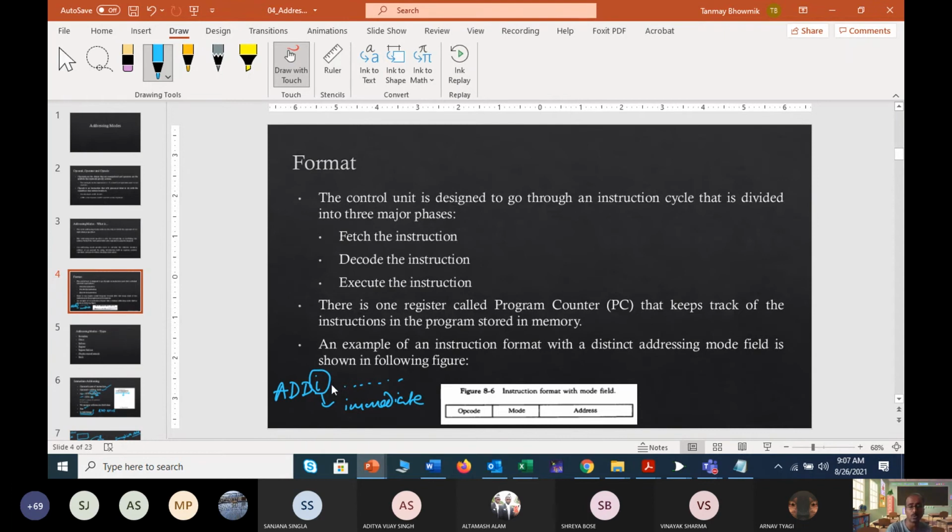Whenever you see that no I is there, that means it is not immediate addressing. It may be direct, it may be register, it may be something else. Also, it can create confusion, I or not I, that means immediate or not immediate. But when you observe not immediate, that means the other addressing modes.